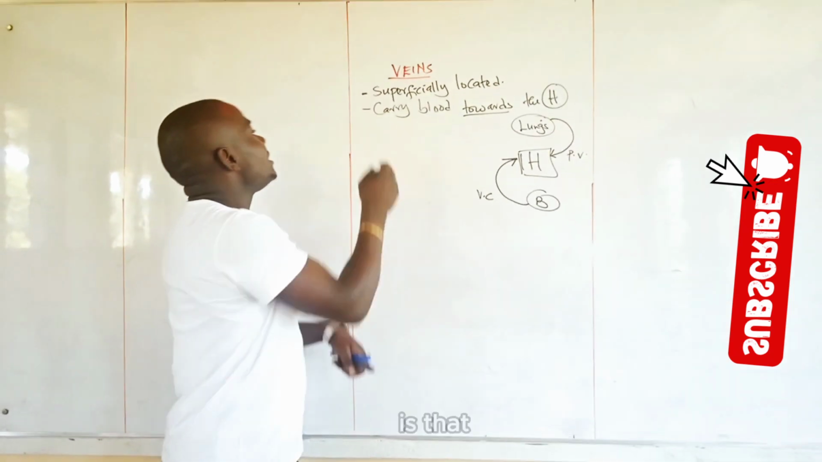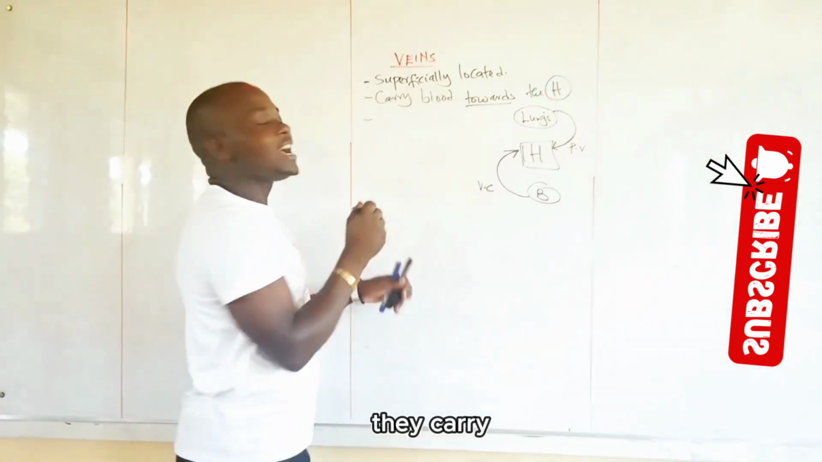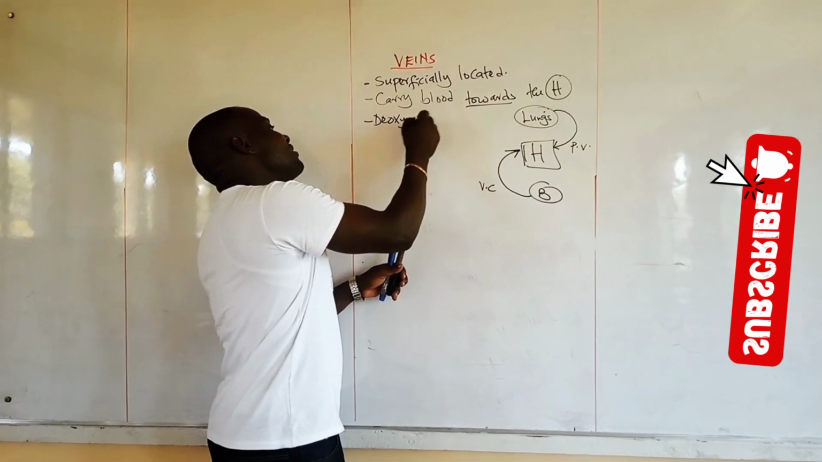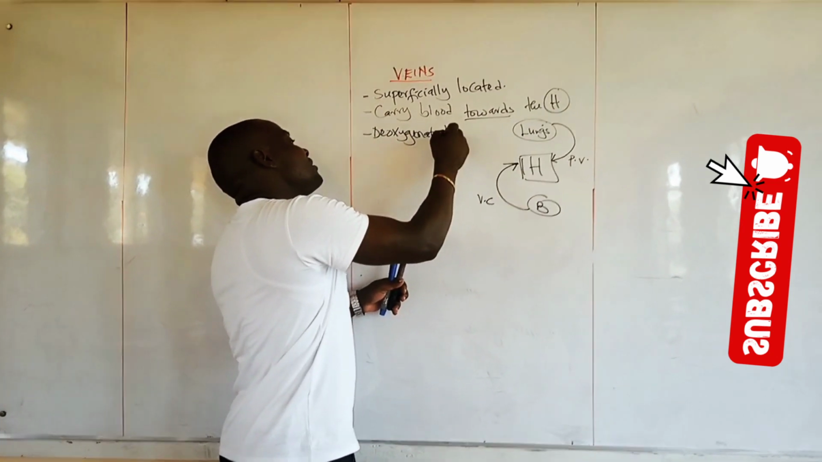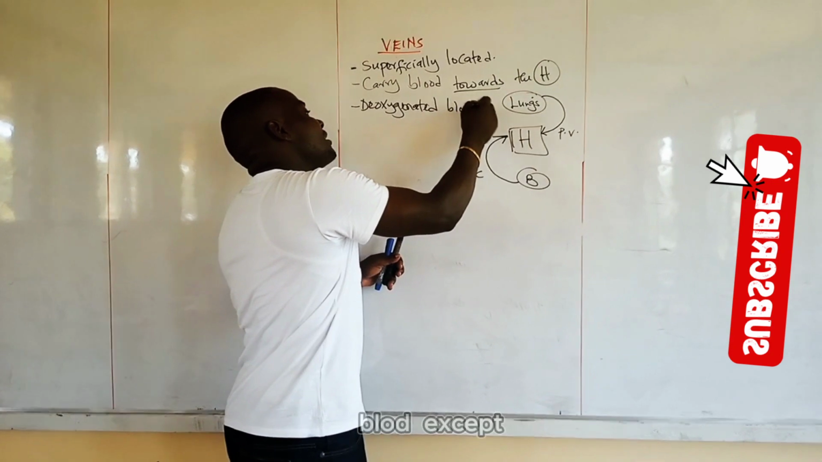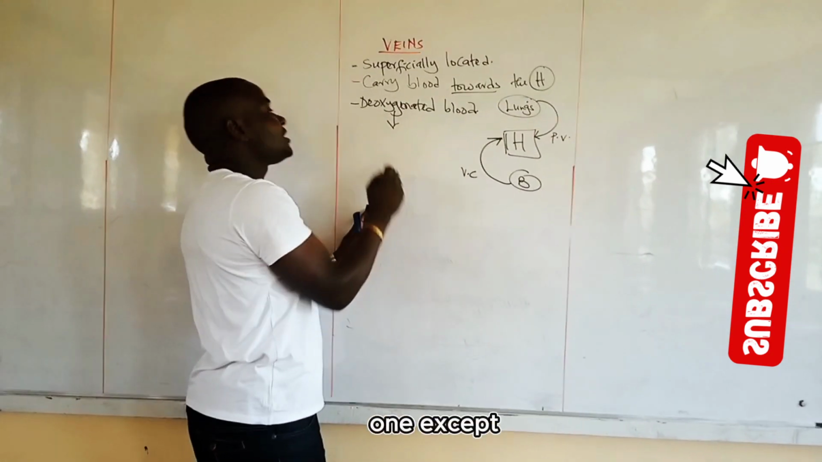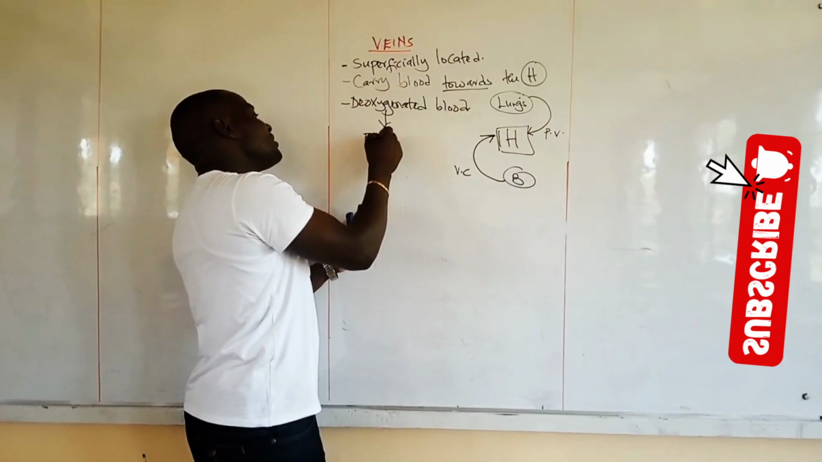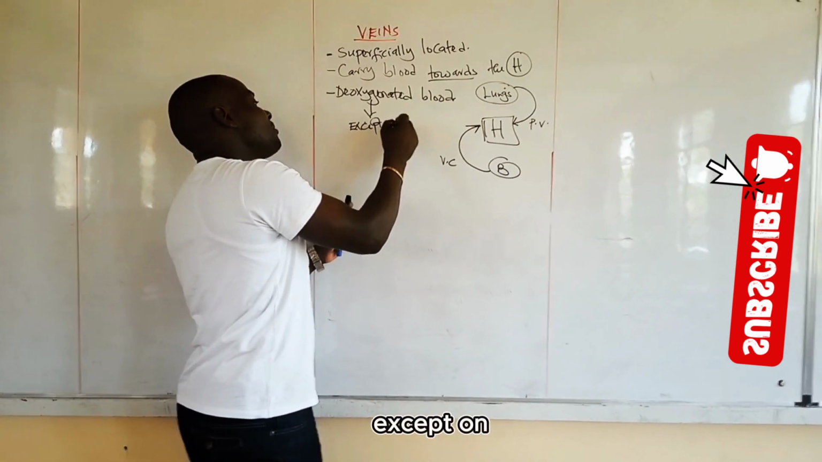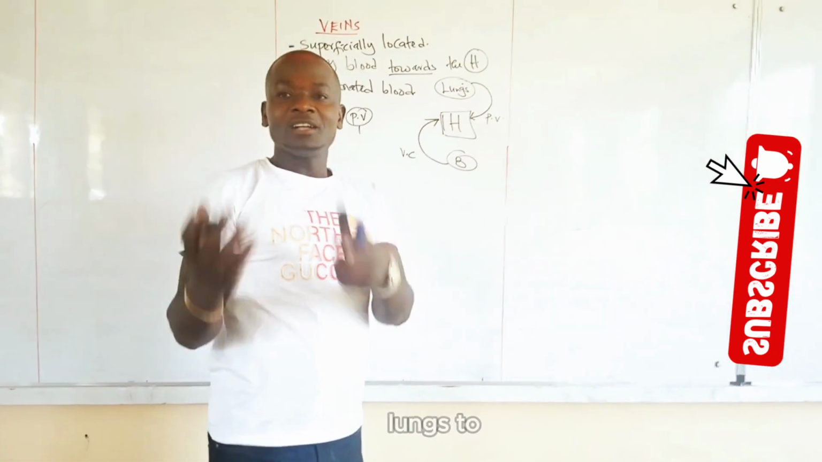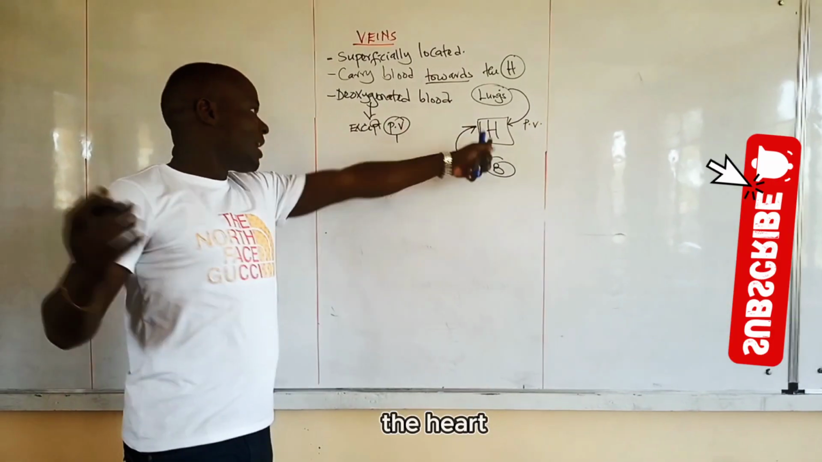Another thing is that these veins carry deoxygenated blood, except one. This one. Except the pulmonary vein, which carries oxygenated blood from the lungs to the heart.